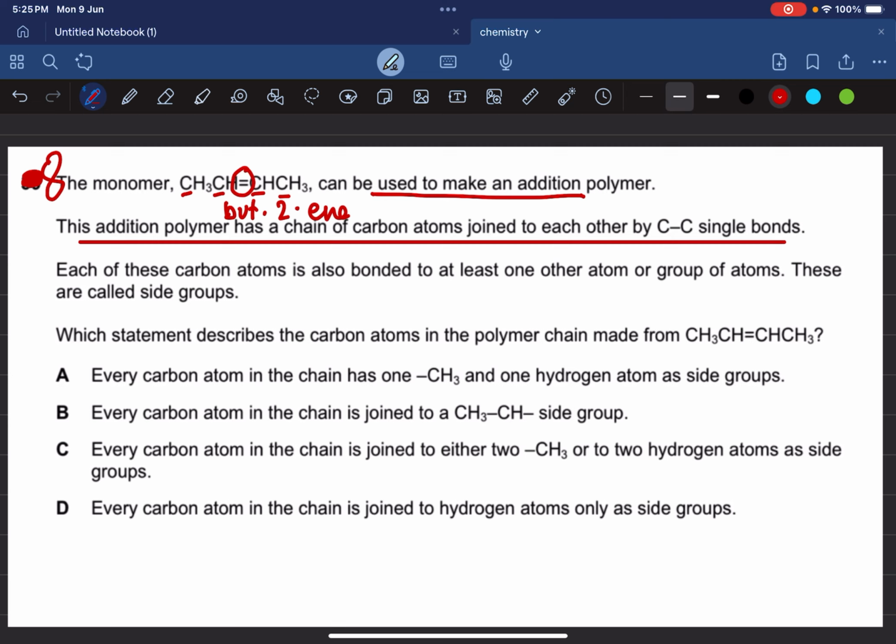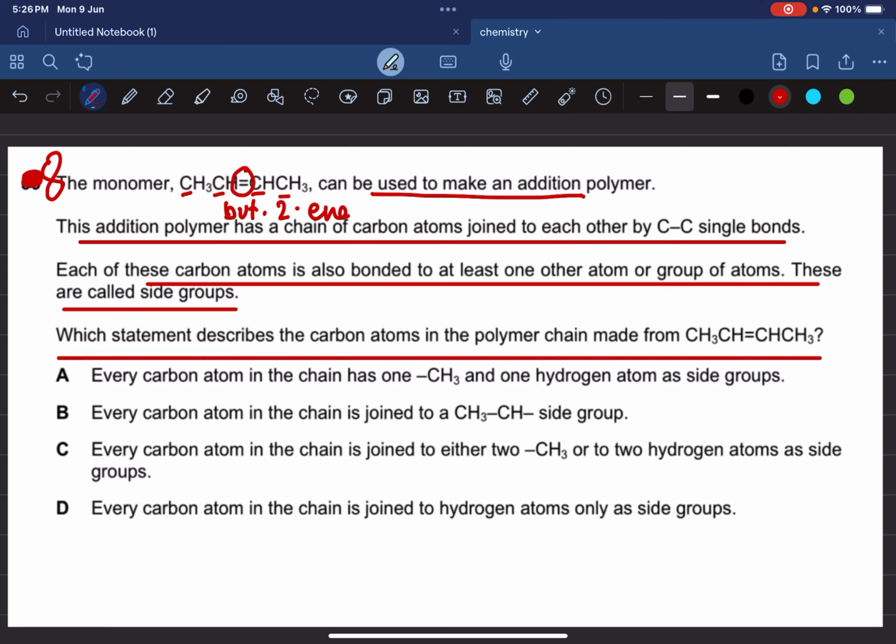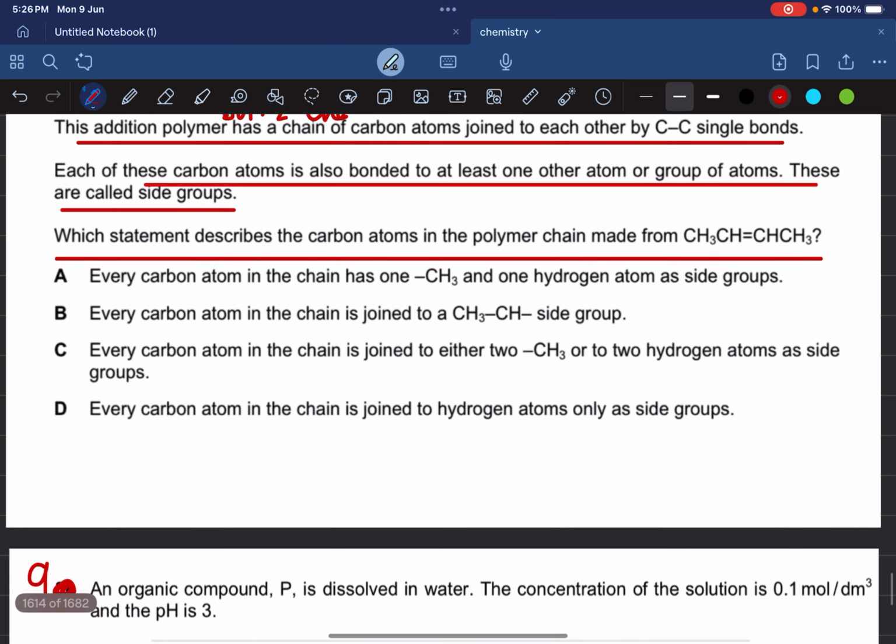Each of these carbon atoms is also bonded to at least one other atom or group of atoms. These are called side groups. Which statement describes the carbon atoms in the polymer chain made from this? I'd love it if you solve this by yourself, and if you can do it, I know your chemistry is going to be really good, but if you can't, don't worry.